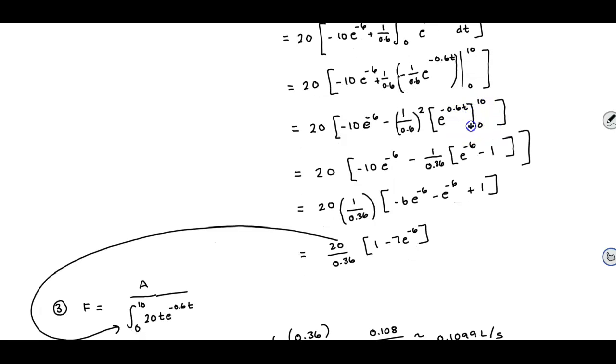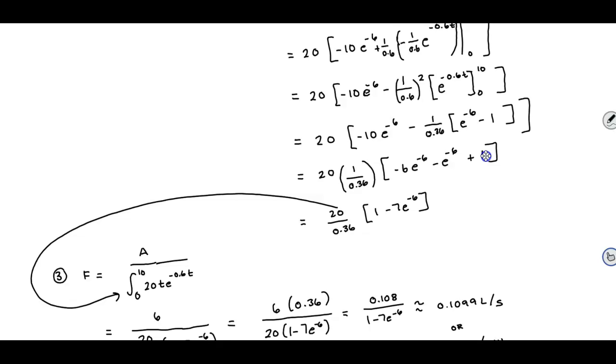And now we're going to go ahead and evaluate that. So we have 20 times negative 10 e^(-6) minus, if we square that, we get 1 over 0.36. Evaluating the upper and lower limits, we're going to get e^(-6) minus 1, because e^0 is 1.